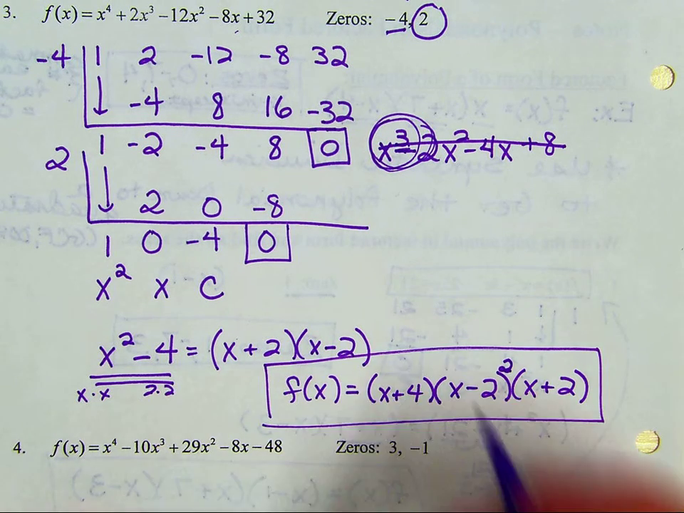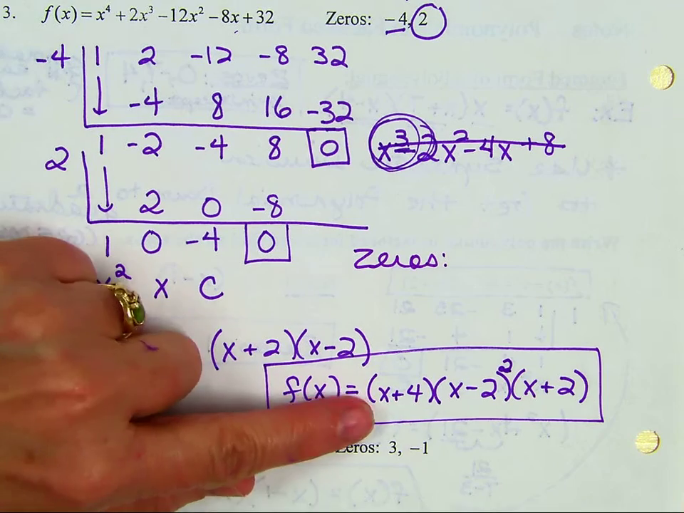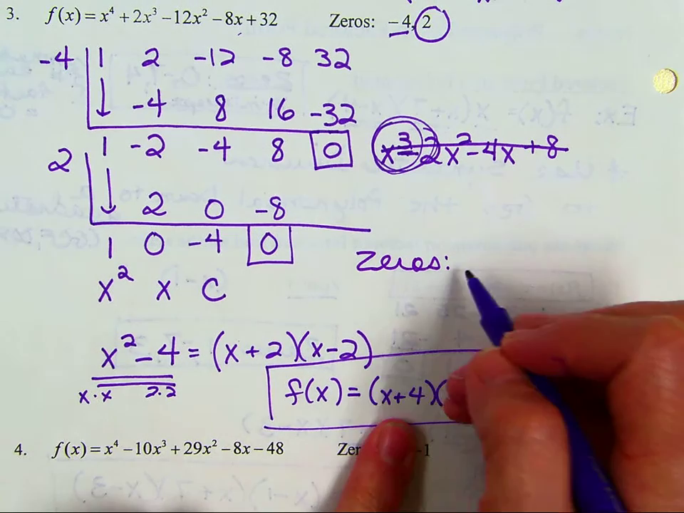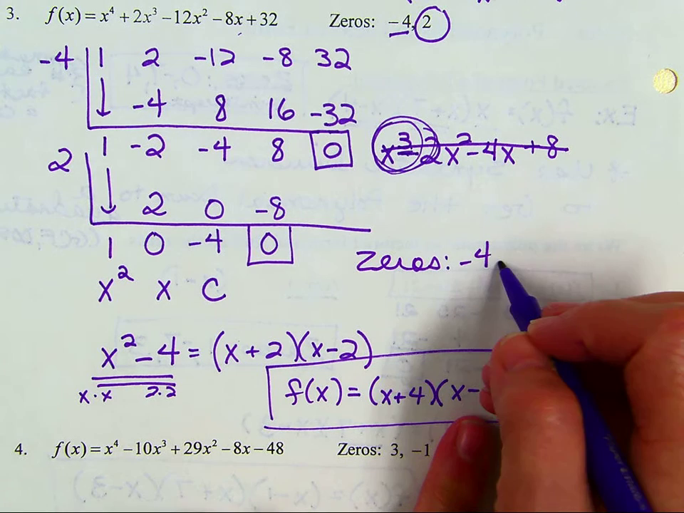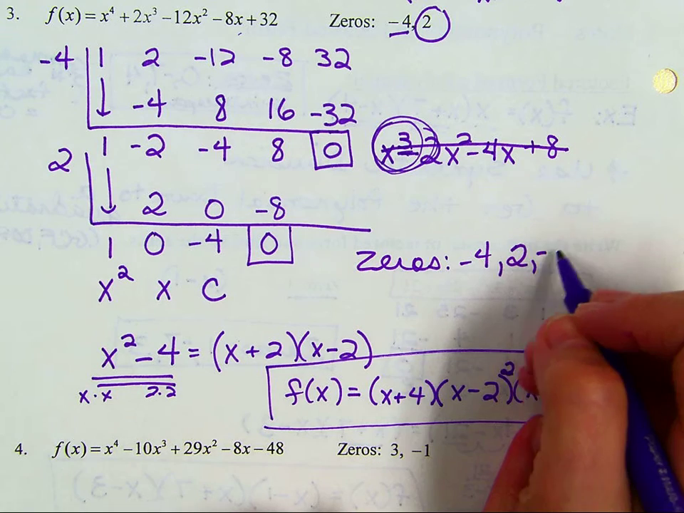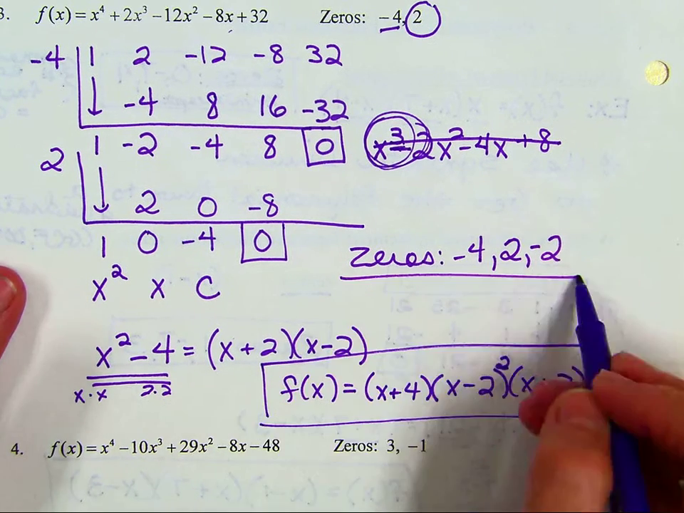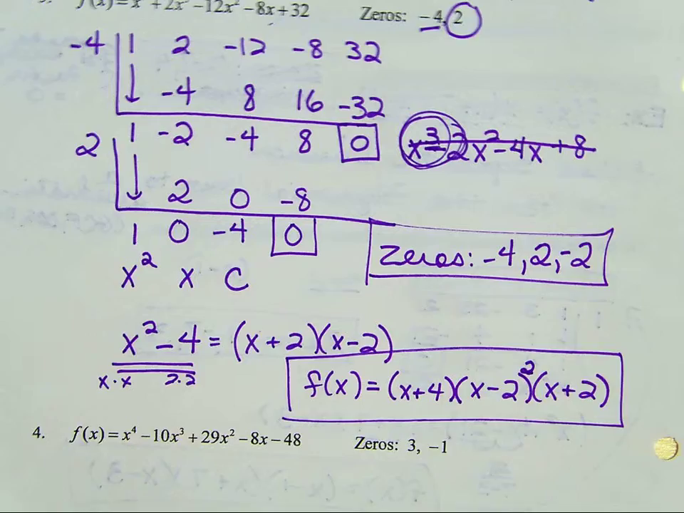So my zeros are, let's look at the first one, negative 4, positive 2 twice, but I only write each number one time, and negative 2. Those are my zeros. Okay. That's not hard. It's pretty good. All right. Last one.